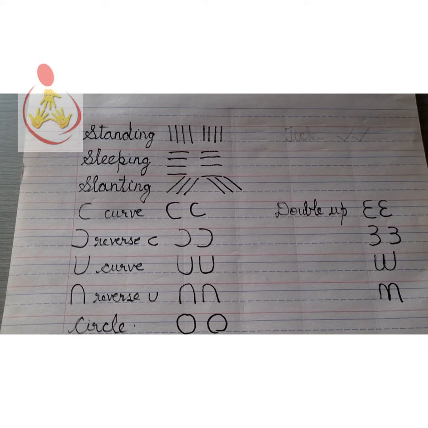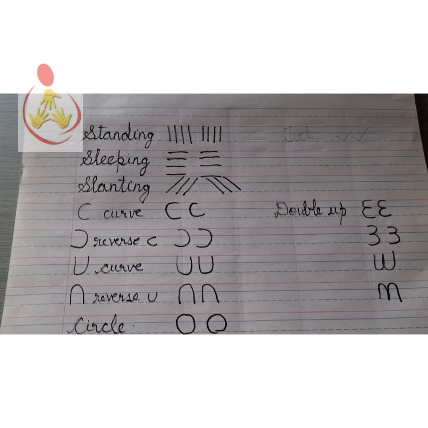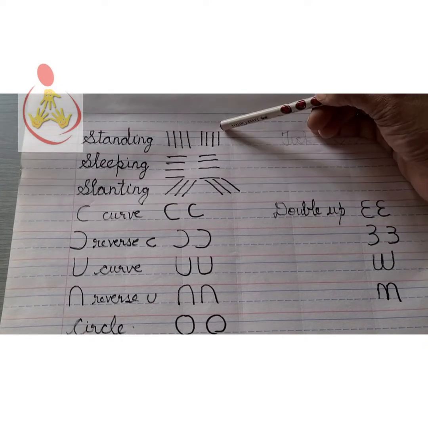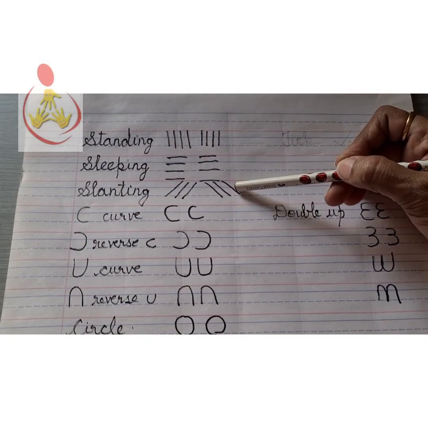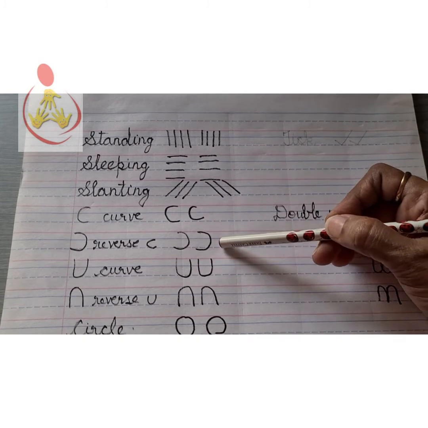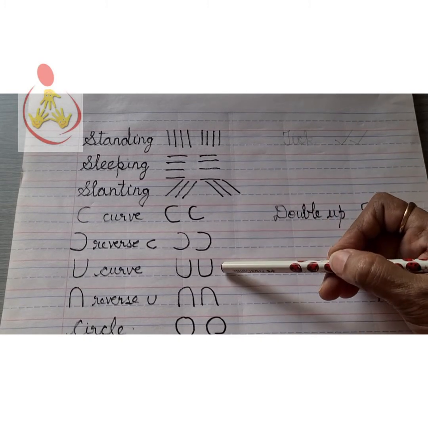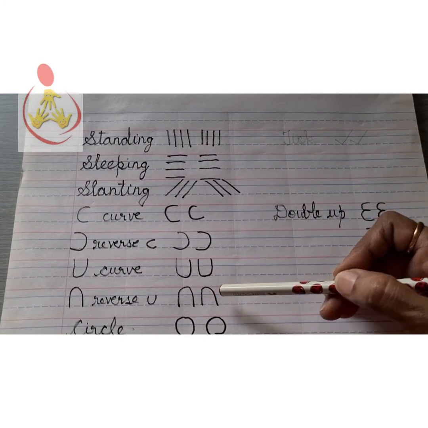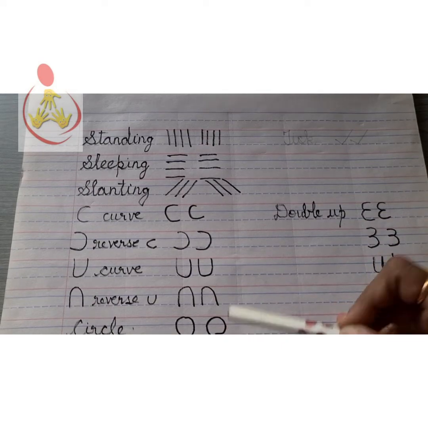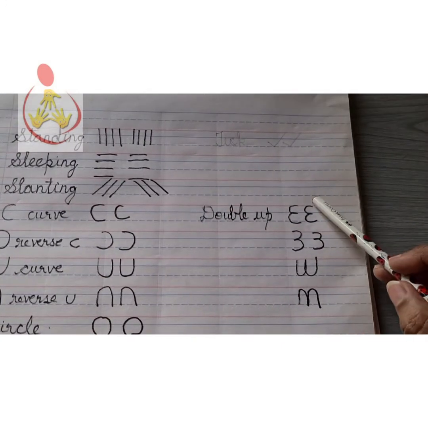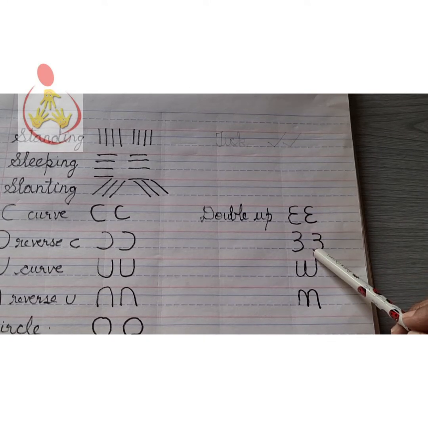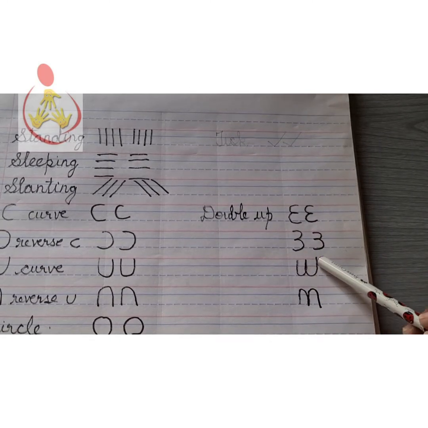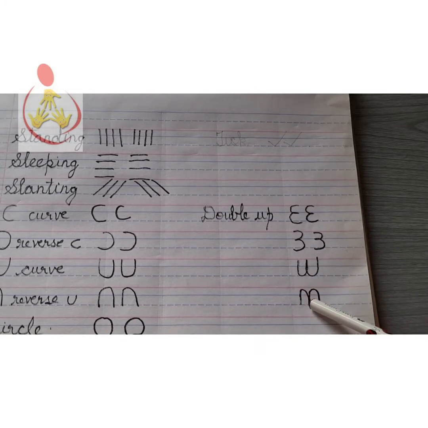After a recap of what we have done until now, so the standing lines, the sleeping lines, the slanting line, the C curve, reverse C, U curve, reverse U, and a complete circle. So we also saw a double of the C, a double of the reverse C, a double of the U, and a double of the upside down U.